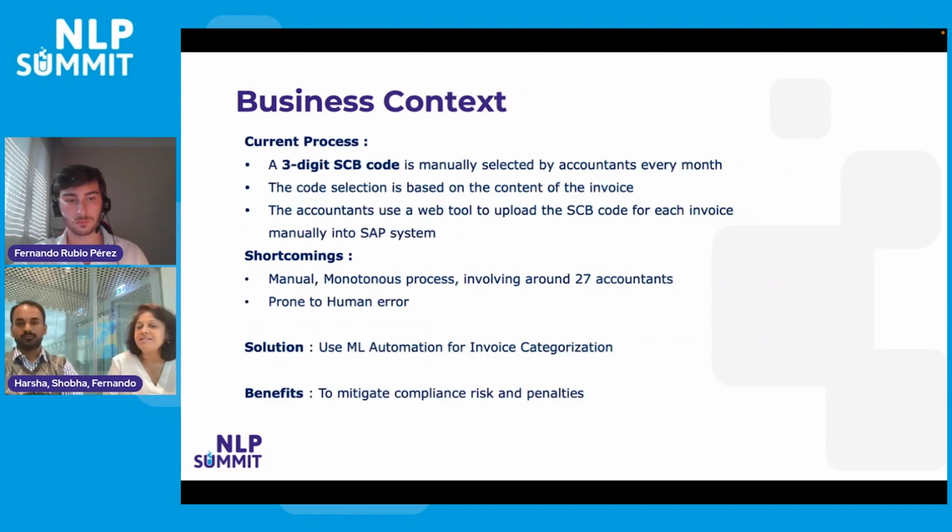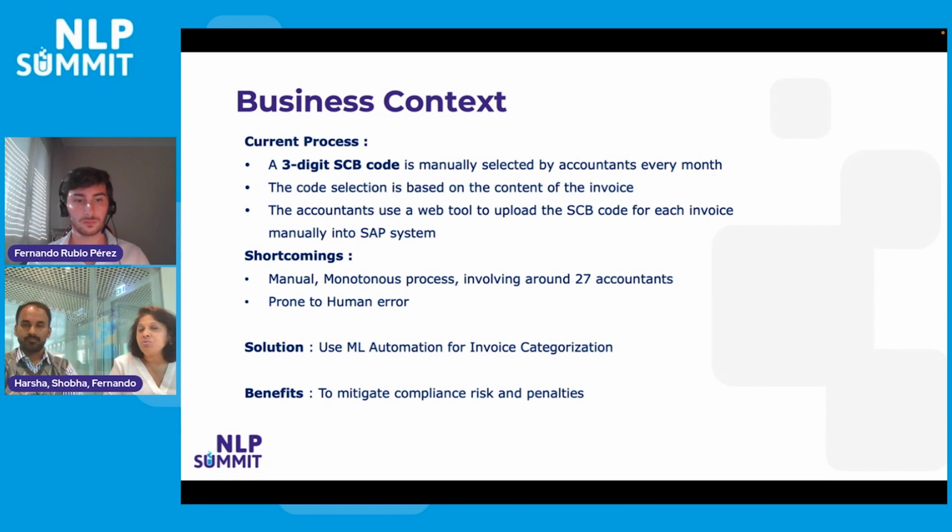In the current process, everything is manual. It's effectively accountants on a monthly basis. They receive invoices from cross-border transactions, and they have to literally slot. They have to know there's a 600-page document where you have all the SCB codes, and they need to literally slot each one of those cross-border transactions into a particular, pre-designated, agreed SCB code. So the whole process is manual, monotonous, repetitive, and there's about 27 accountants involved, clearly prone to human error.